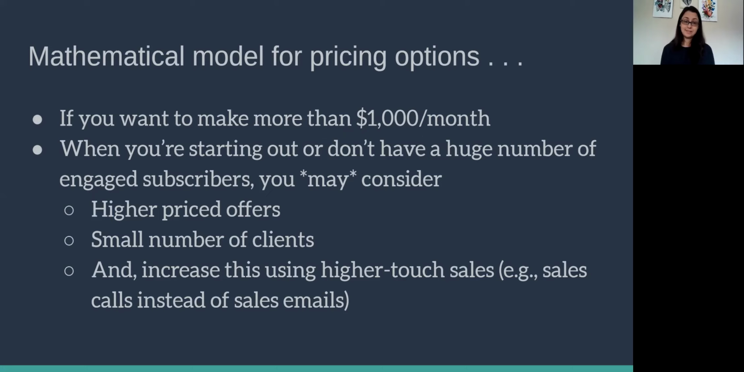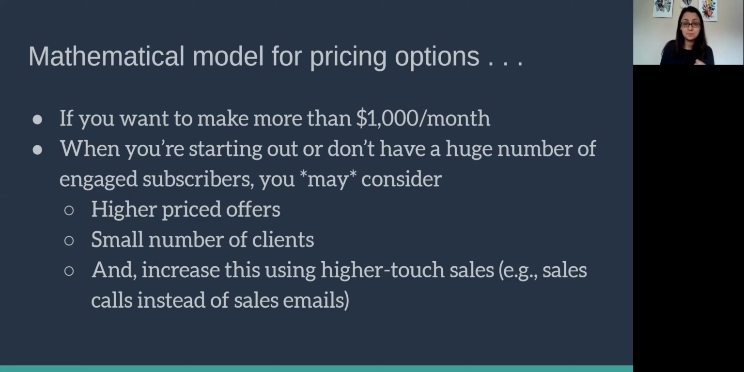So as I was saying, this was a big mistake that I made. When you're starting out and you don't have a huge number of engaged subscribers, you may consider higher priced offers to smaller numbers of clients. And you can increase this by using a higher converting, better, higher touch sales process, so that you're not just emailing people links, kind of hoping they're going to click through. You're emailing links and you're chatting with them, because it's easier to actually get to know somebody, get to know whether this program is good for them.